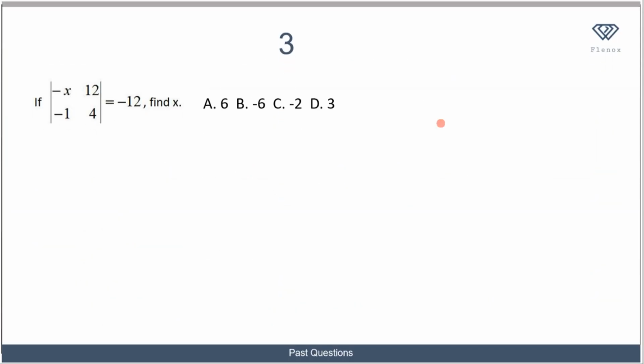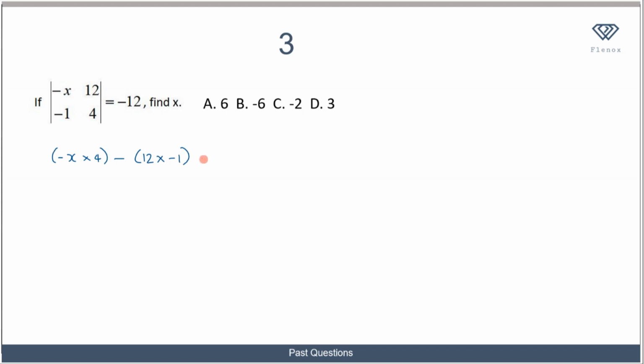Now the third question we'll be looking at, we are told that the determinant of this matrix is equal to minus 12. We are now told to find the value of x. So what we have to do is just to find the determinant of this matrix. And remember, to find the determinant, we multiply the two diagonals and we subtract from each other. So here the determinant is going to be this times this minus x times 4, then minus the second diagonal in this case, which is going to be 12 times minus 1.